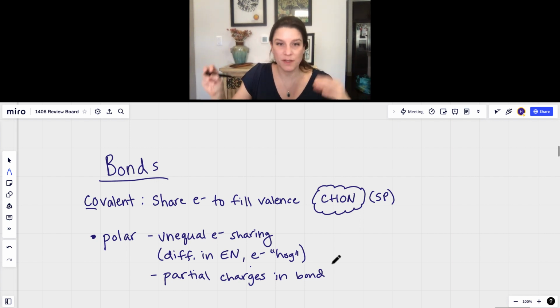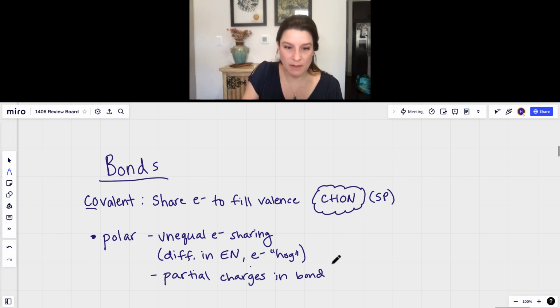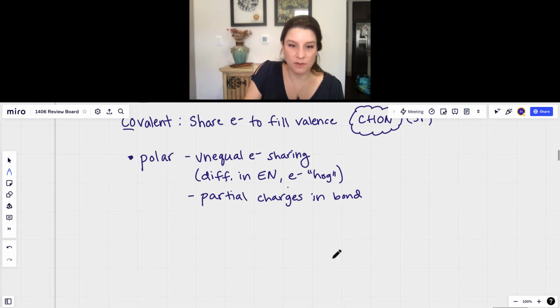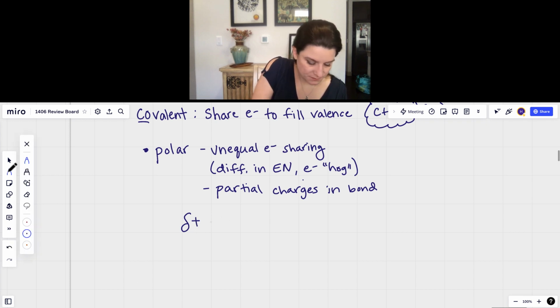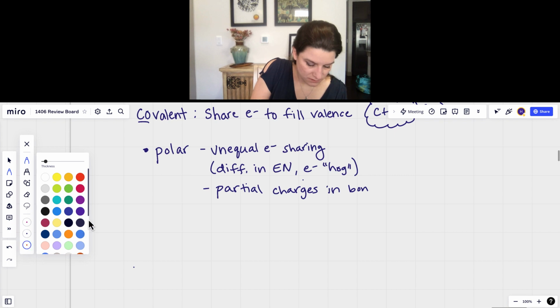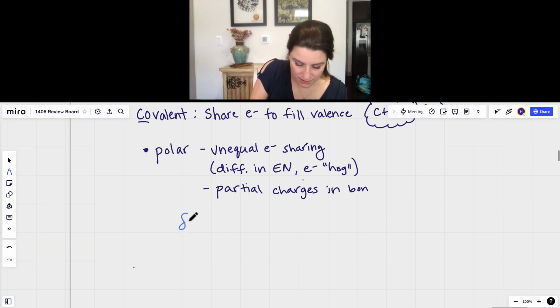You always have to have both. So one on one atom, one on the other. So let's see where we see that. So we have partial positives, and write this in a different color. Okay, we've got partial positives and partial negatives. So which one is going to have the negative and the positive?